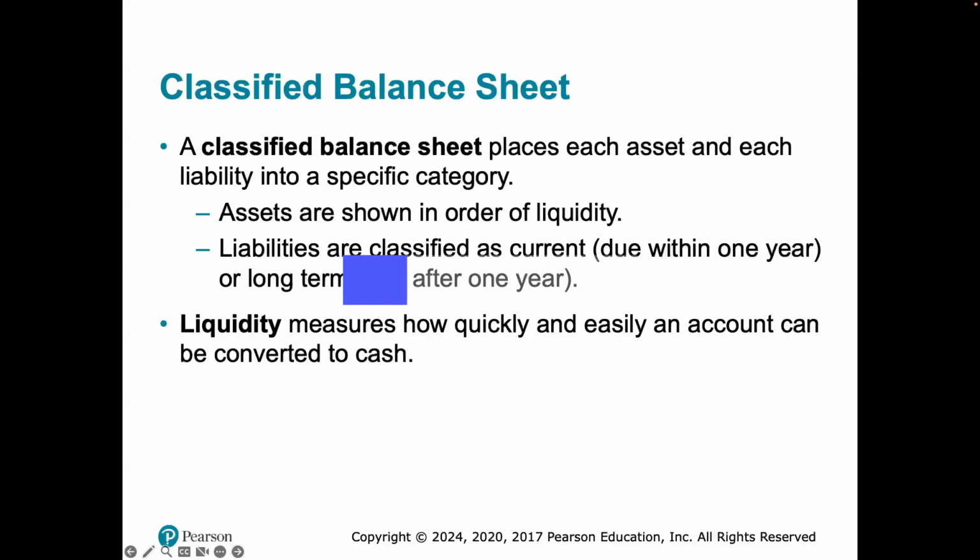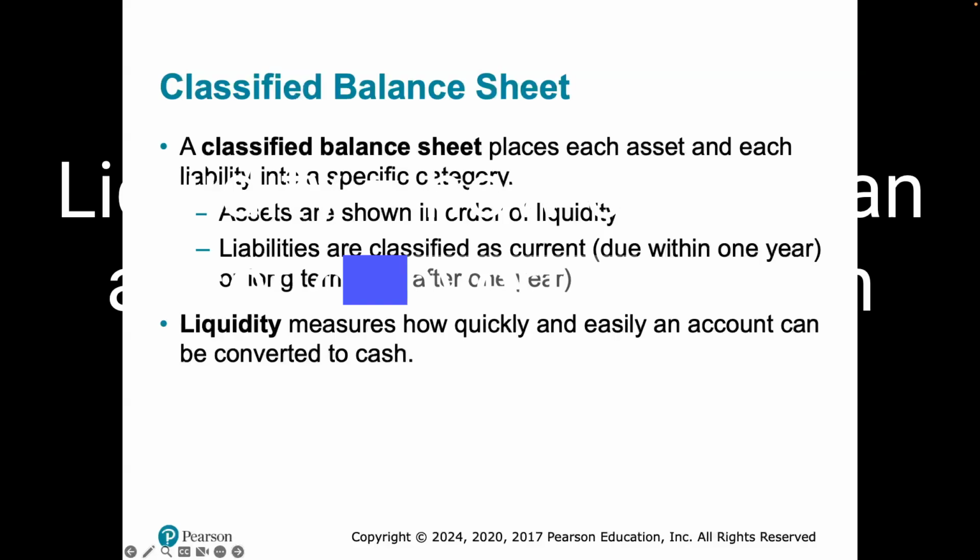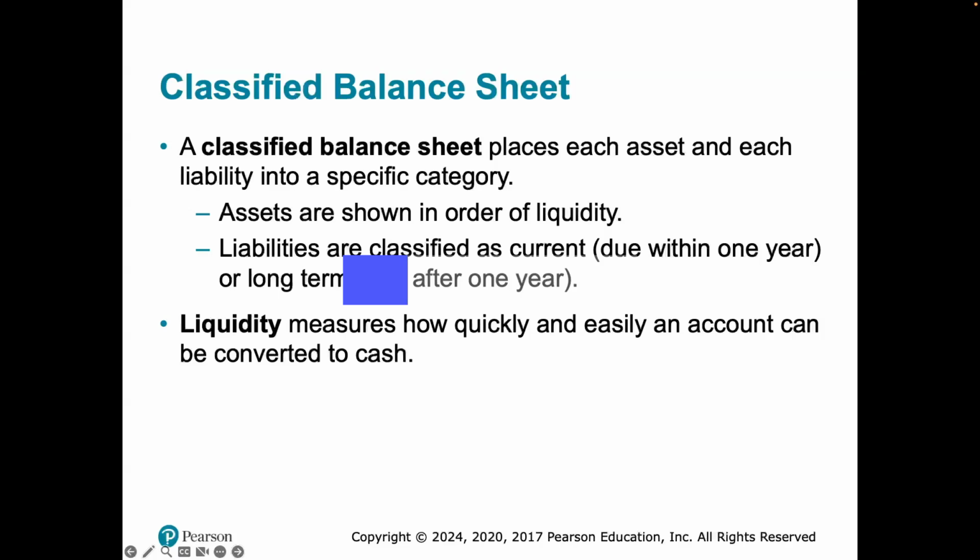What does that mean? Liquidity measures how quickly and easily an account can be converted to cash. How easily can I convert this over to cash? How easily can this be turned into something that's interchangeable that I can use as currency, right? And of course, what is the number one most liquid thing that we have? Cash, right? So we're going to talk about current and long-term assets, right? And then liabilities, right?